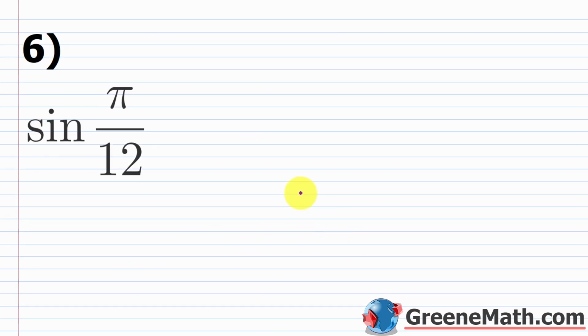All right, let's take a look at problem number 6. So here we have the sine of pi over 12. Now again, if you have trouble working with radians, you can always convert this over to degrees. For these types of problems, it's probably not necessary because all you're doing is doubling this angle and dividing it by 2, right? So you can do the quick conversion if you need to.